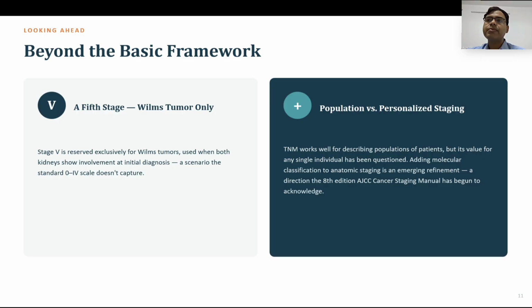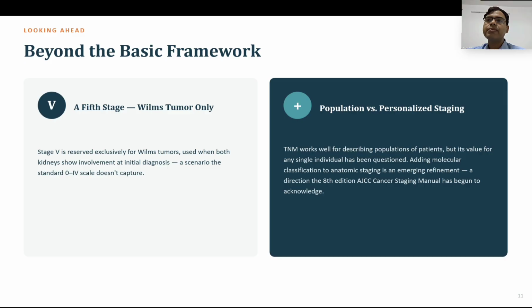Next slide, please. So there is something which is known as phase. As I said, T1, T2, T3, T4, N0, N1, 2, 3, M0, M1. This is usually applied to solid tumors and does not work for brain tumors. Or it does not work in case of liquid tumors, that is blood cancers.